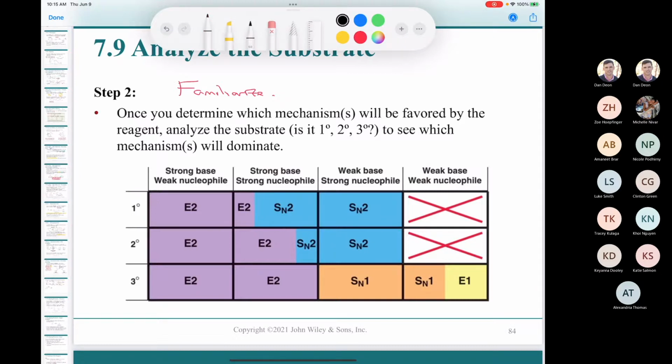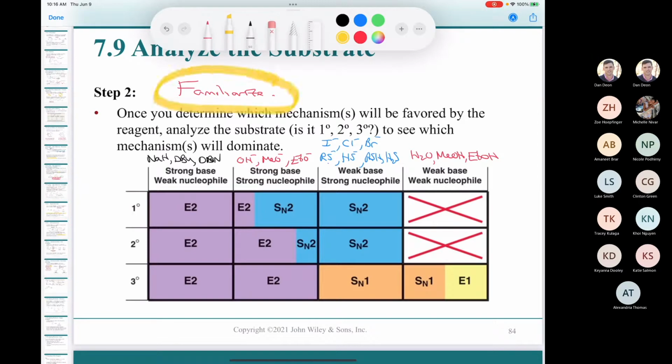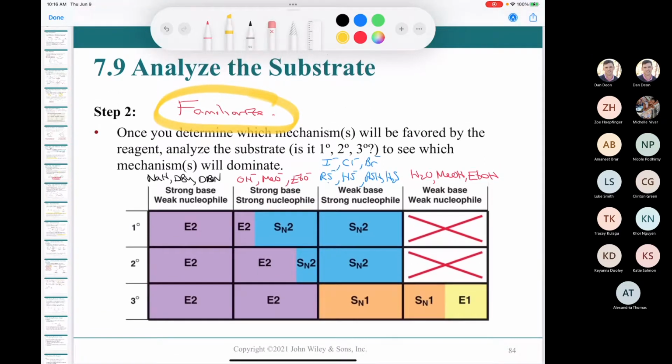Let's rehash. Strong base, weak nucleophile: sodium hydride, DBU, DBN. Strong base, strong nucleophile: hydroxide, methoxide, ethoxide. We had a whole host of weak bases that were good nucleophiles, like these: thiols, H2S. And then over here we had water, methanol, and ethanol. I would say familiarize yourself with this table to the point that you borderline memorize it. Why do I say borderline memorize it? Because there are exceptions to everything that's on here. Moses didn't come down from Mount Sinai with this table. It is just something that we put together, and there are some exceptions.